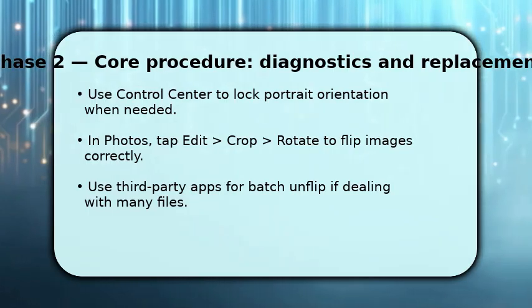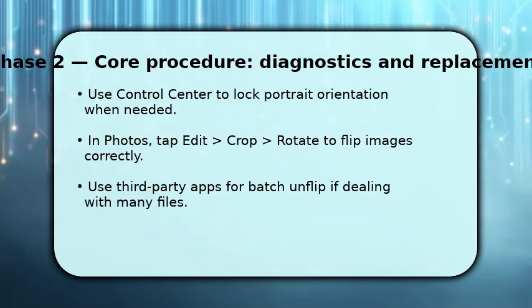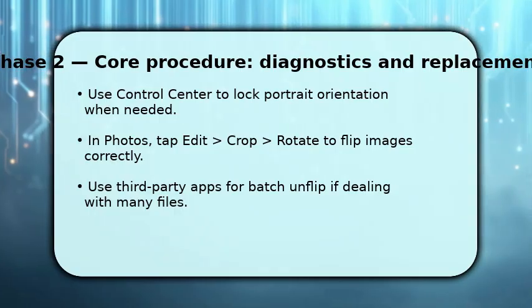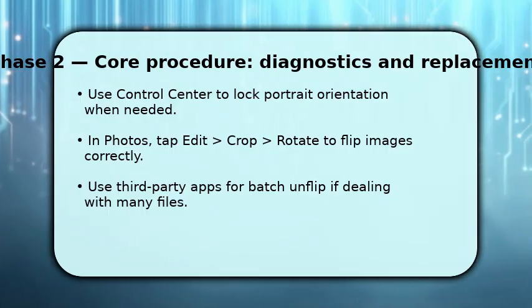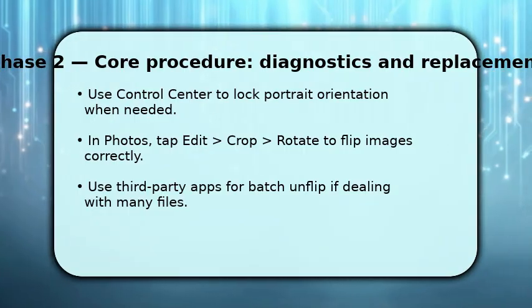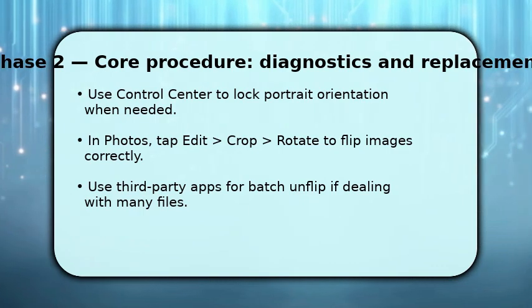Next, open any flipped photo, tap Edit, choose Crop, then rotate to horizontally flip and correct it. This is how you repair a single image and why Photos preserves edits non-destructively. If you have many flipped images, make sure to use a batch-capable app. It automates the same rotate operation and saves you time without altering original metadata.